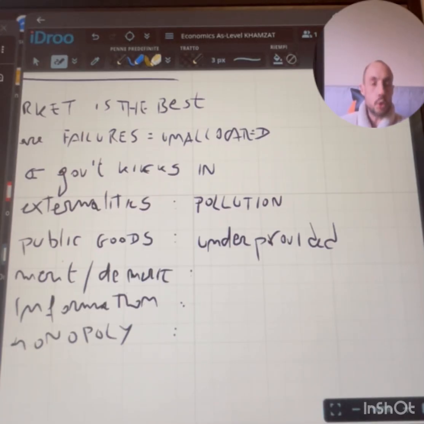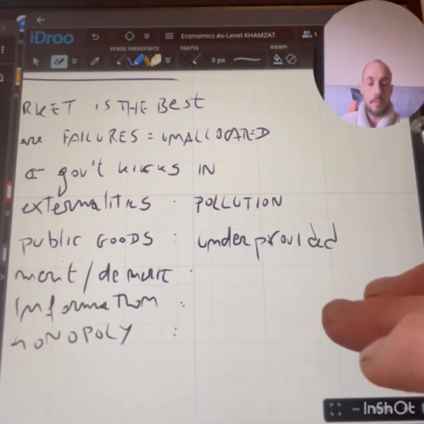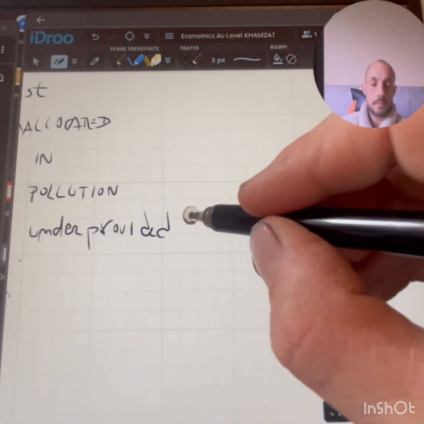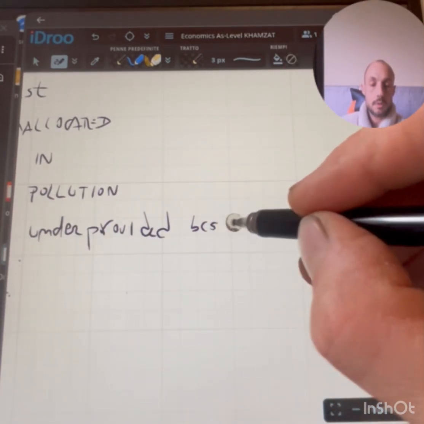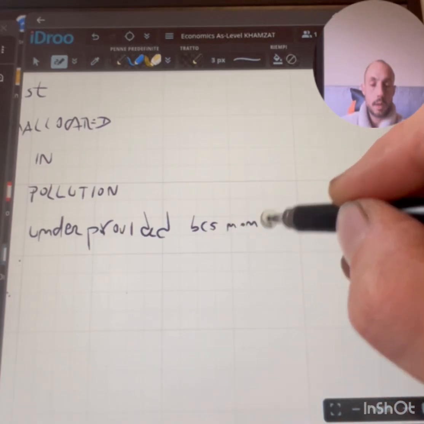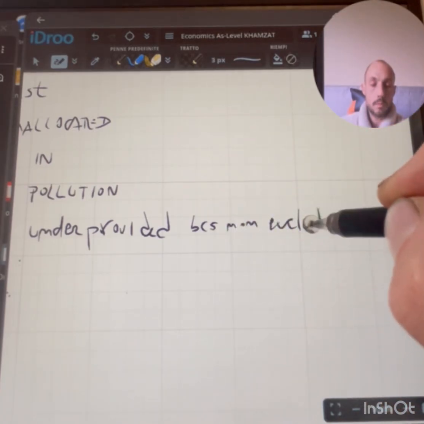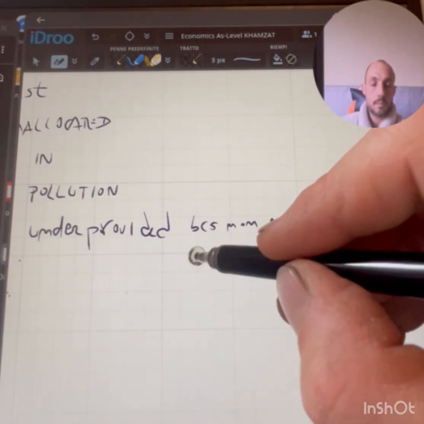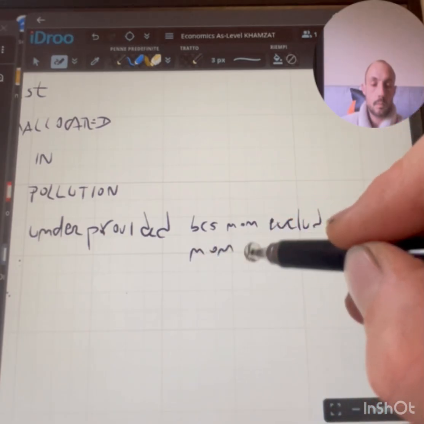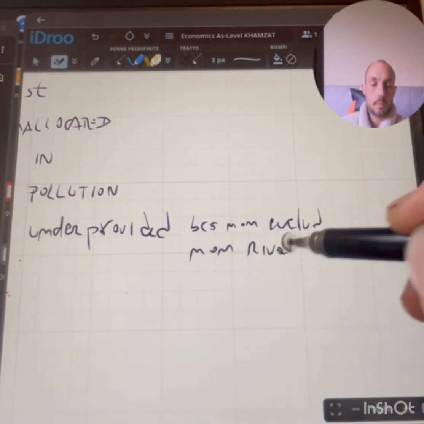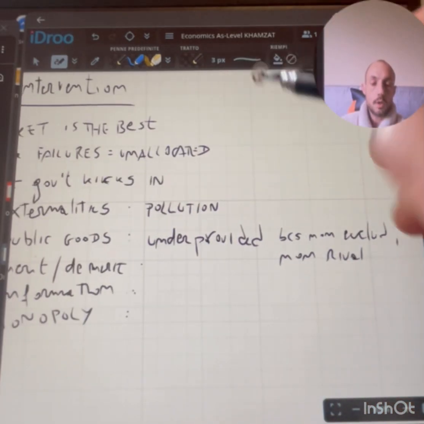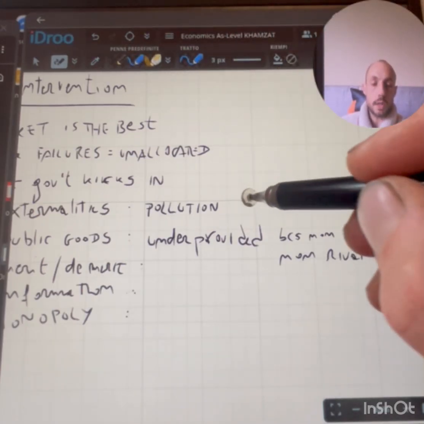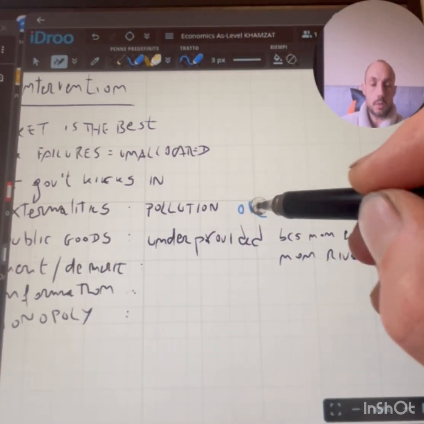What about pollution instead? Because for pollution, it's the factories that don't care about polluting when they're, for example, manufacturing something. So this is, on the contrary, overproduced.